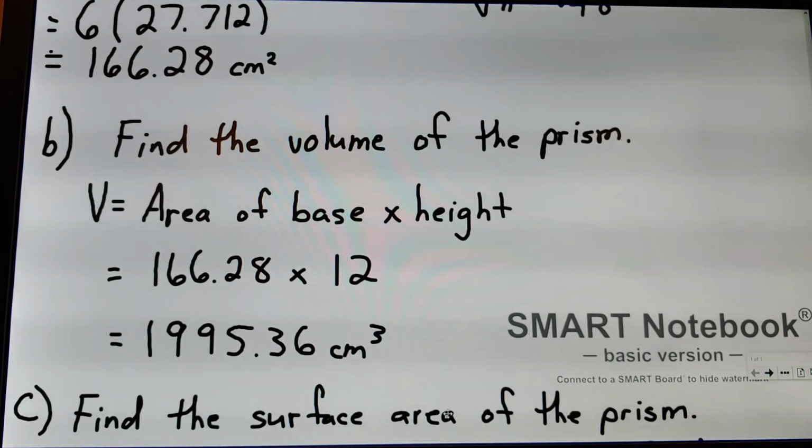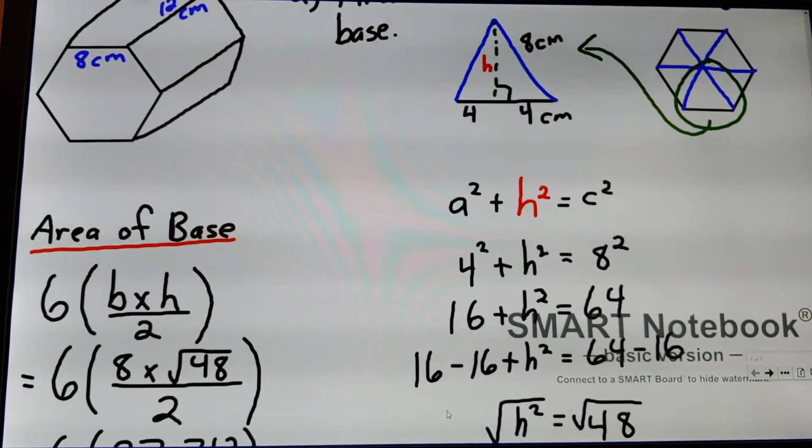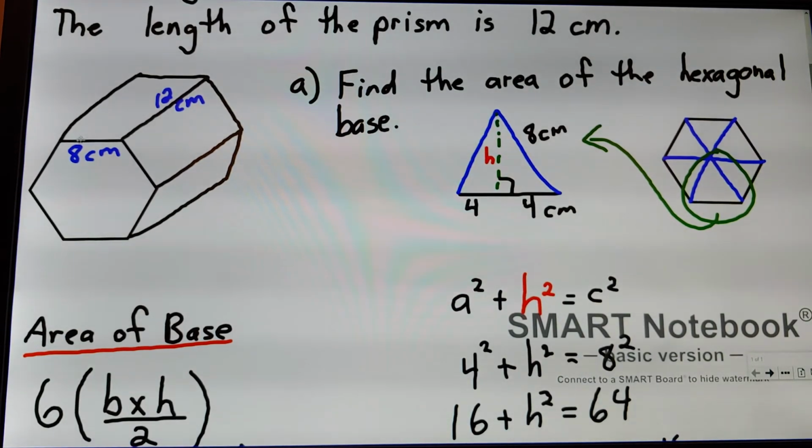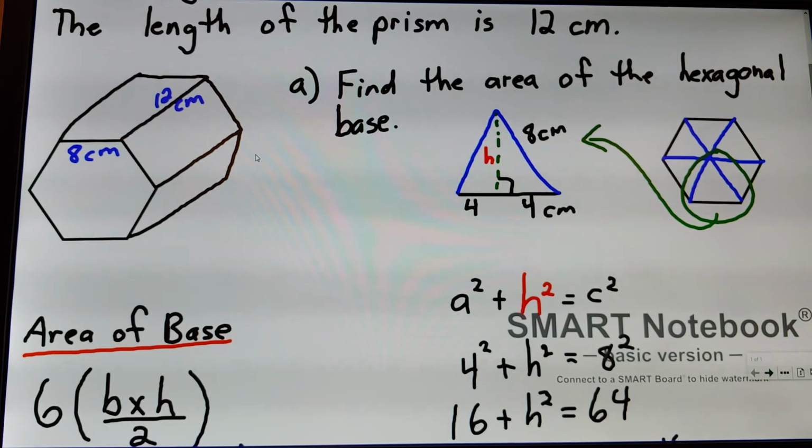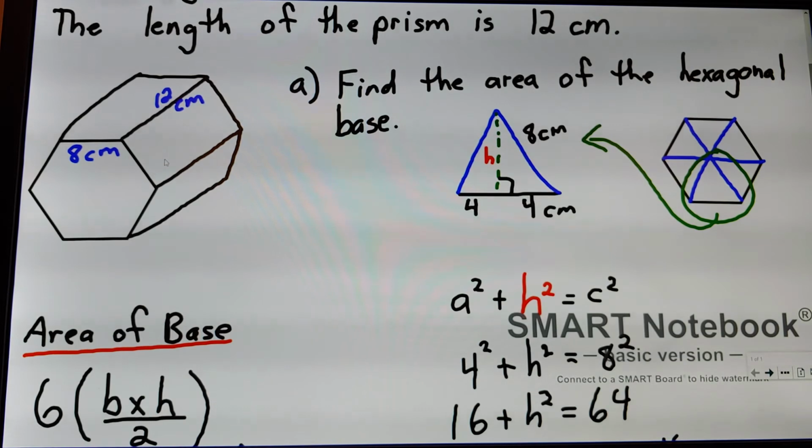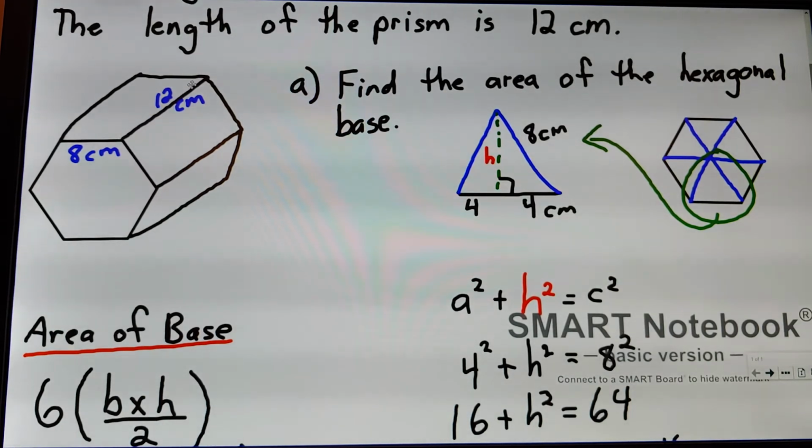Last instruction, find the surface area of the prism. So what they're asking for with this, they want to know if we touch all the outside parts, what's going to be the surface area of it. Well, to do that, we have 2 hexagons, but we already know the surface area of 1 hexagon. So we can take that, just multiply it by 2. And then we are left with 6 rectangles that are 8 wide, 12 long.